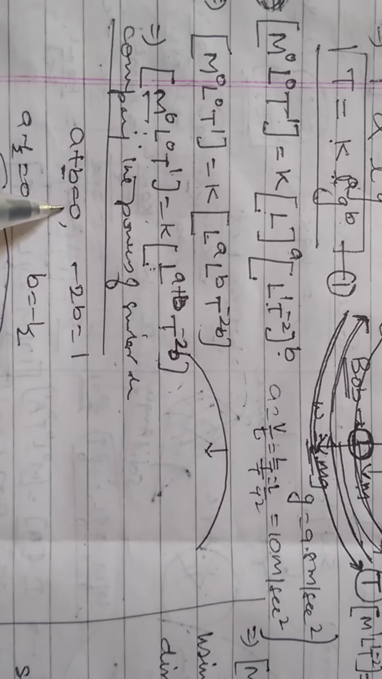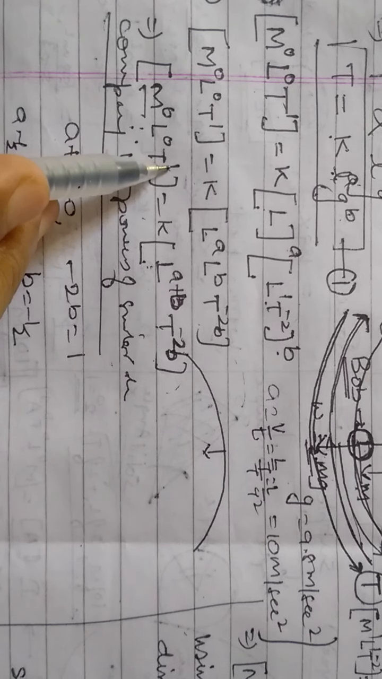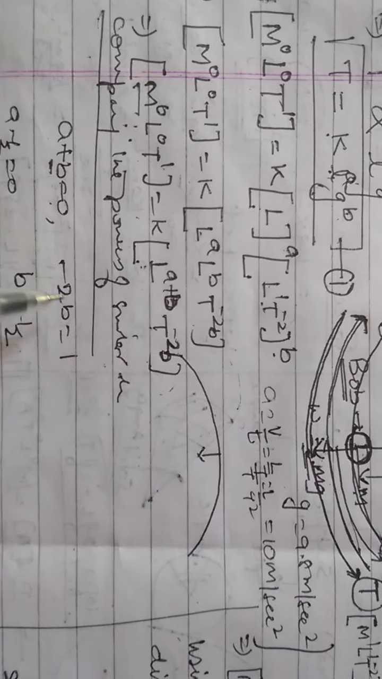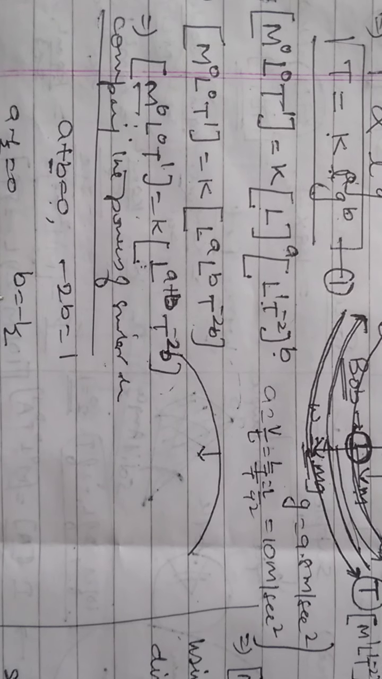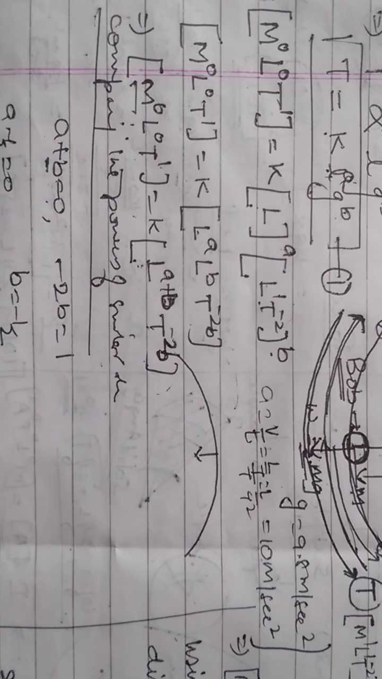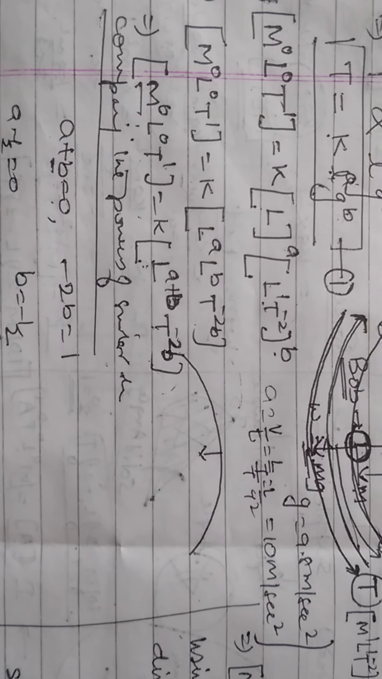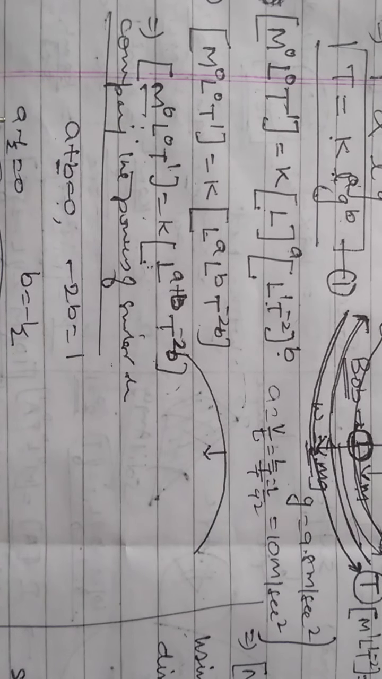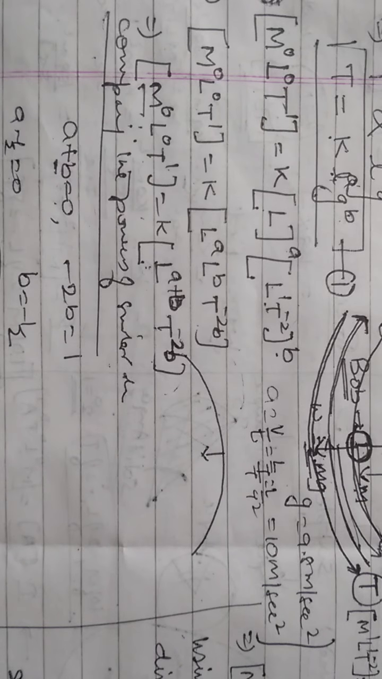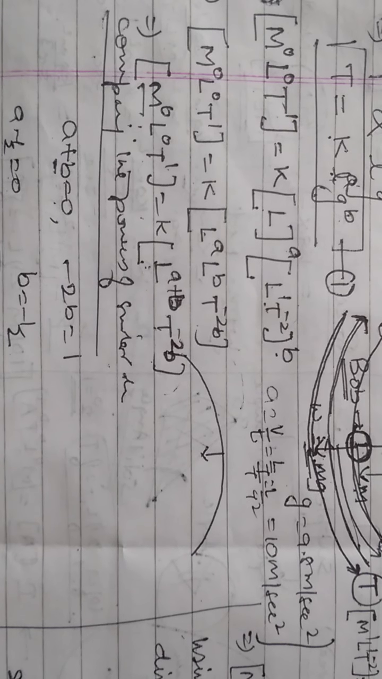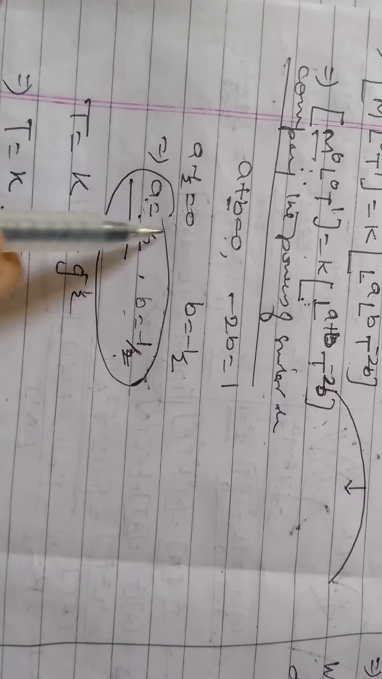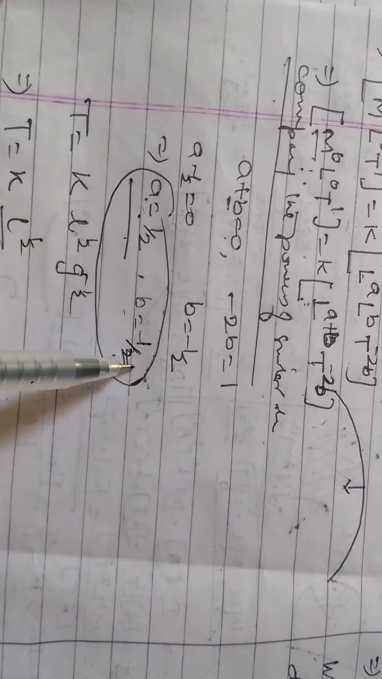So A plus B becomes 0. Again, T has 1 on one side and T has minus 2B on the other side, so we can compare these two: minus 2B is equal to 1. Then the value of B becomes minus 1 upon 2. Substituting this value of B in the expression, A minus 1 upon 2 is equal to 0, so A is equal to 1 upon 2. Now we have the values of A and B: A is equal to 1 upon 2 and B is equal to minus 1 upon 2.